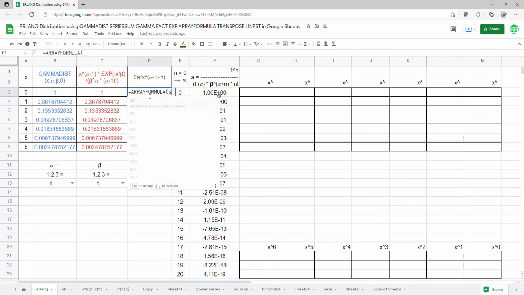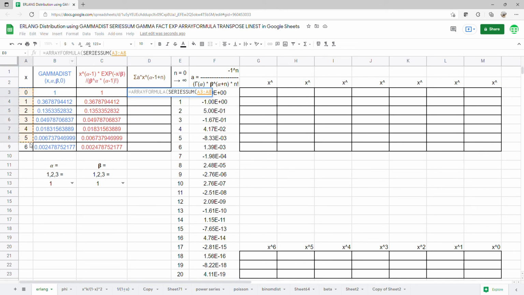Our formula, SERIESSUM of the x values, raised to the power alpha minus 1 plus n. It begins with alpha minus 1, and the increment is n, 0, 1, 2, 3. So the increment is 1. And the coefficient a. This will be the coefficient a. Then enter. So this approximates GAMMADIST and the Erlang distribution.